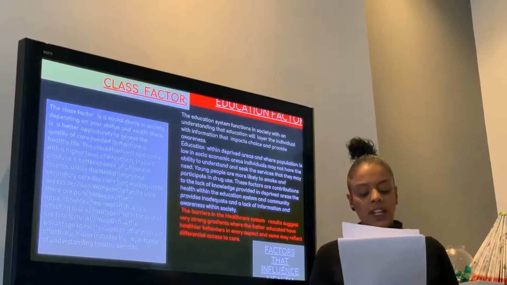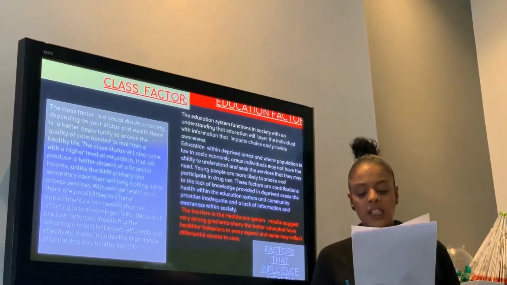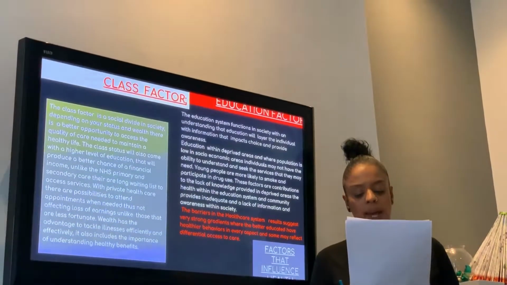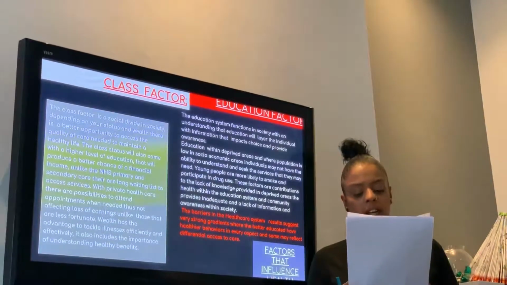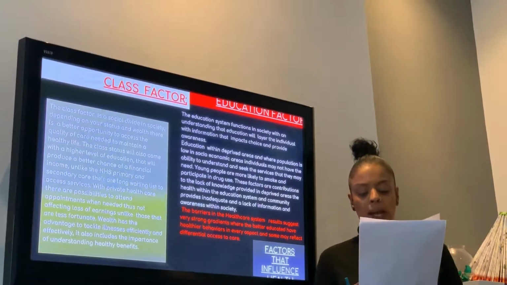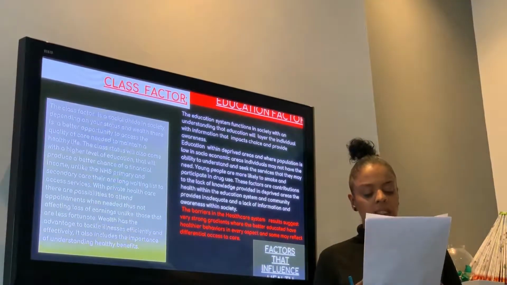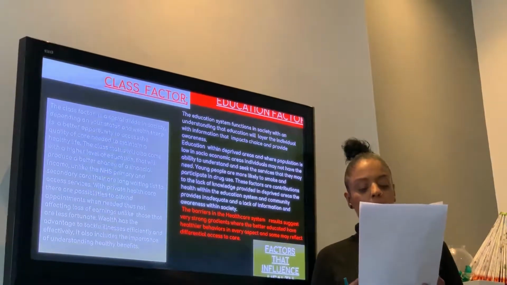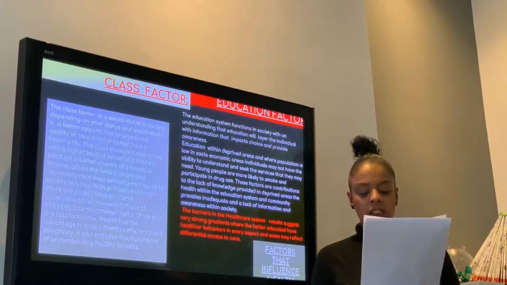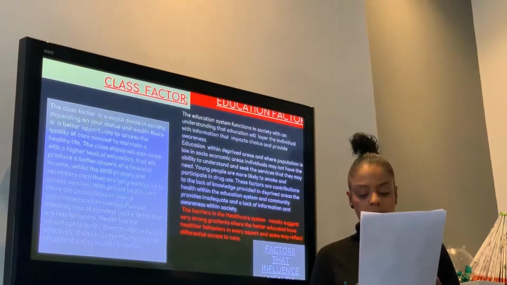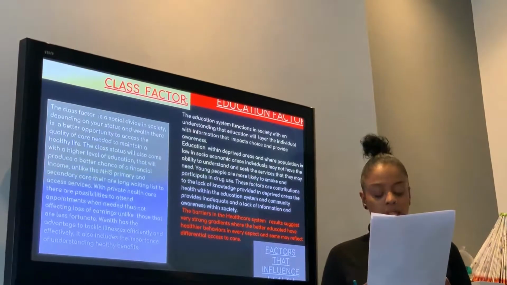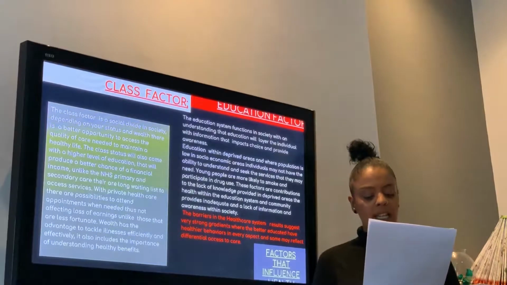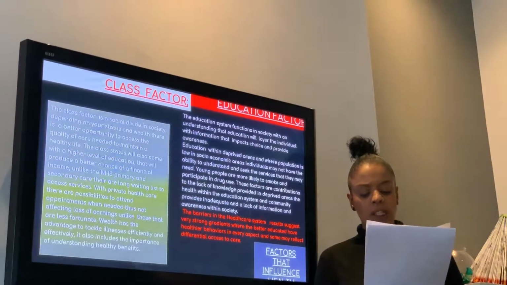Education. The education system functions in society with an understanding that education will equip the individual with the information that impacts choice and provides awareness. In deprived areas where the population is low in socio-economic status, individuals may not have the ability to understand and seek the services that they need. Young people are more likely to smoke and participate in drug use. These factors are contributions to the lack of knowledge provided in deprived areas. The health education within the school system and the community provides inadequate information and awareness within society.